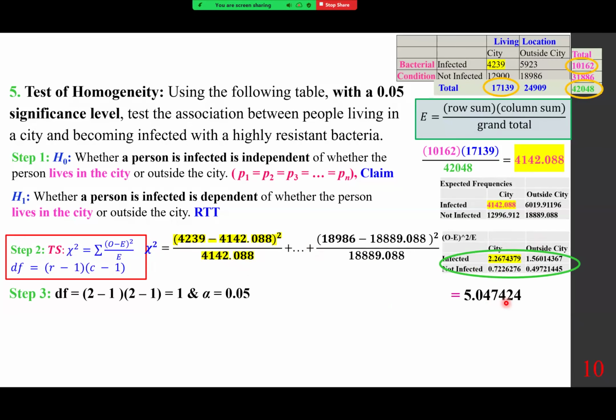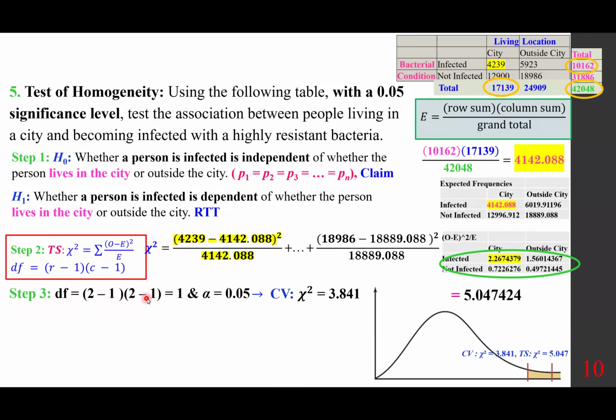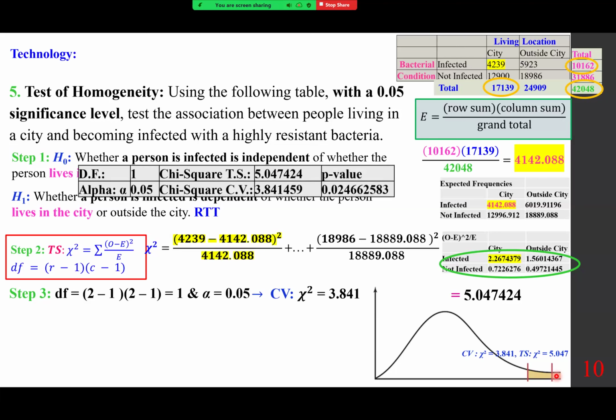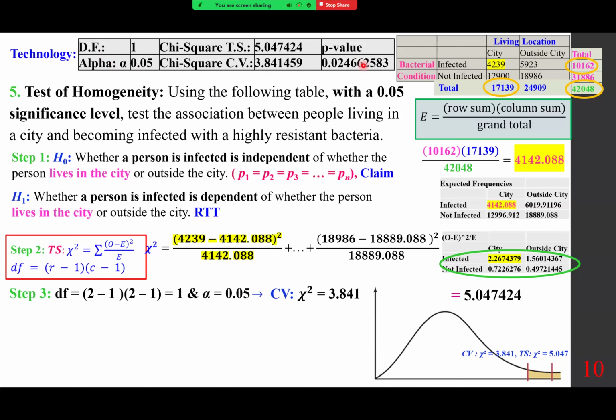Alpha is 0.05, degrees of freedom of 1 because you have two rows, 2 minus 1, and two columns, 2 minus 1. And chi-squared is 3.841, and we had that from the previous page. And if you go with the graph, you can see that chi-squared is 3.841, the critical value. Test statistic is larger than that. It puts you way into the rejection region. Therefore, you reject H0.